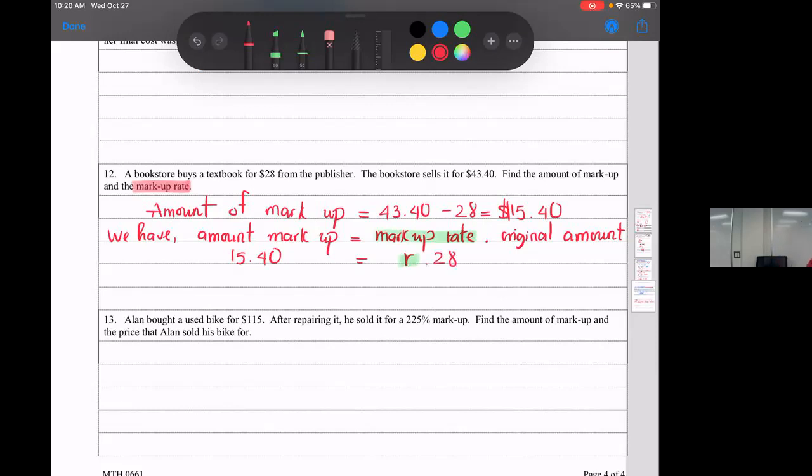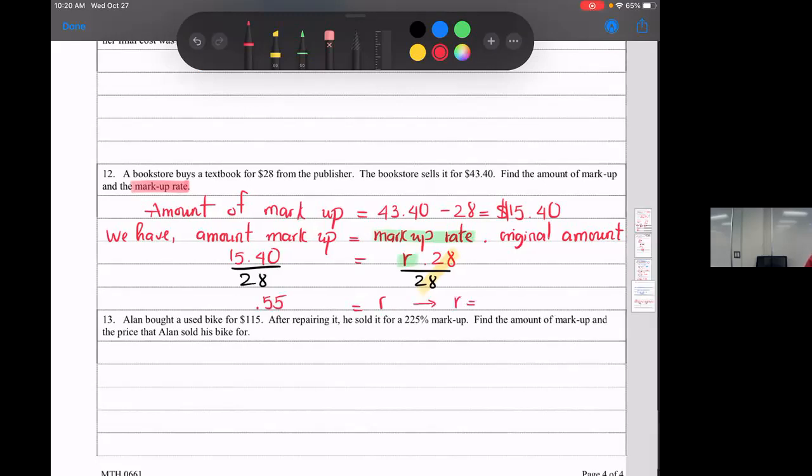Divide both sides by 28. Cancel here. R equals 15.40 divided by 28, which is 0.55. In percentage, that's 55%. You multiply it by 100, right?